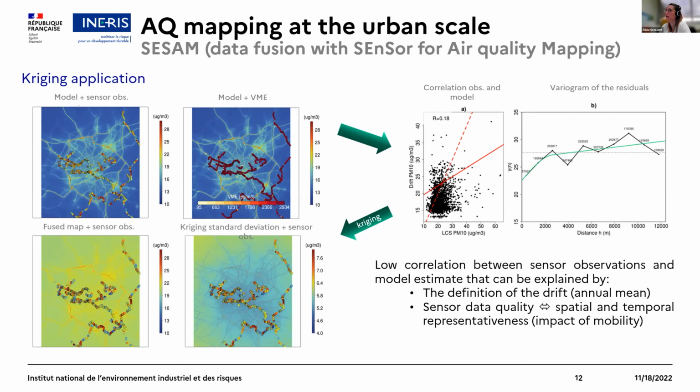So by applying this kriging based on the variogram of the residuals, we actually obtain this kind of fused map here on the bottom left. And I also put the sensor observations at the top just to see the difference between the fused map and the observations. And you can see the kriging standard deviation, so the kriging error, in the bottom right.